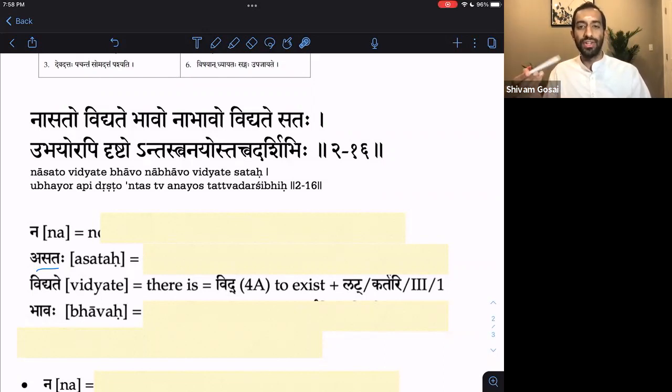Now you need a singular, or you need a 1-1 to go with this. Now, can asataha be 1-1? So asataha, by the way, is just sataha with an a in front of it. Obviously. Sataha means what? That which is a being. One who is being, one who is existing. Now, asataha means na sataha iti asataha. That which is not, one who is not being or not existing.